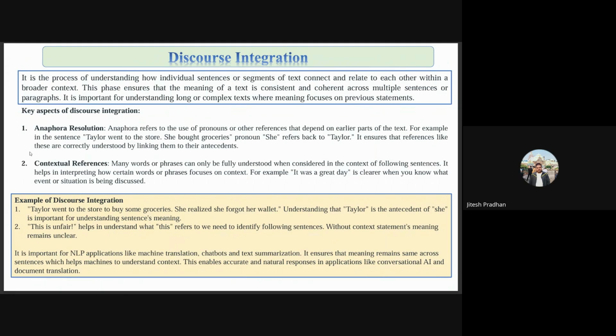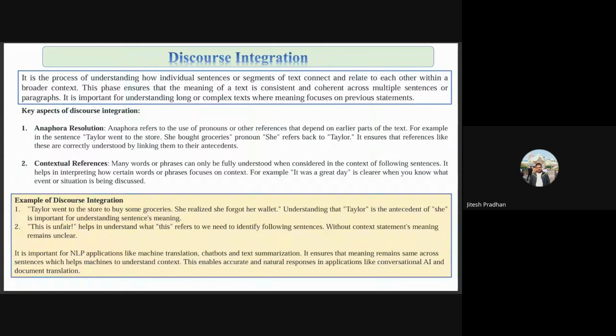Okay, so we have these two key aspects of discourse integration: anaphora resolution and contextual references. Let's take an example. Let's say Ravi brought a new laptop. He is using it for coding. Now in this case, that "he" is very important.